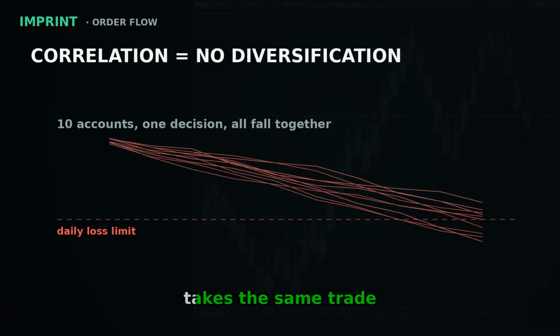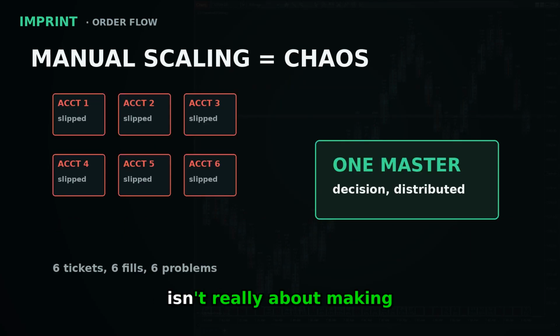But if every account takes the same trade at the same time for the same reason, you are not diversified. You're correlated. And when you're correlated, one bad decision doesn't stay on one account. It hits every account together. So copy trading multiple prop firm accounts isn't really about making more money. It's about controlling risk before one bad click, one tilt trade, or one news spike turns into 10 simultaneous breaches.